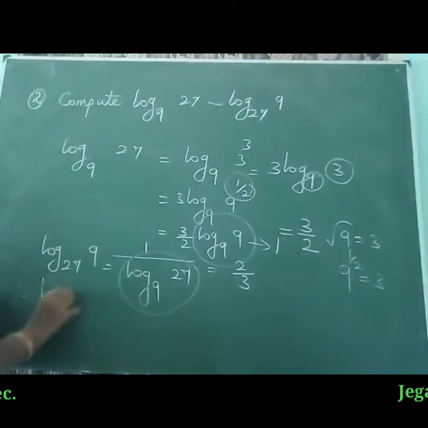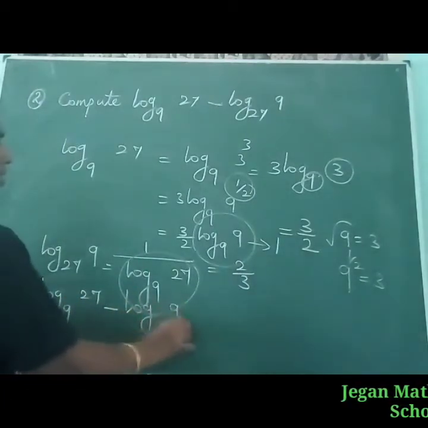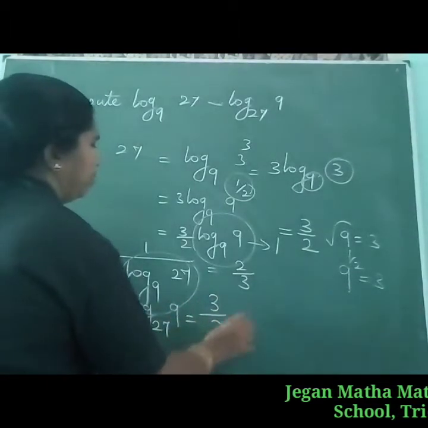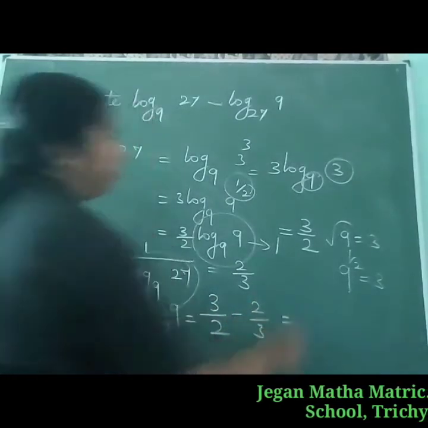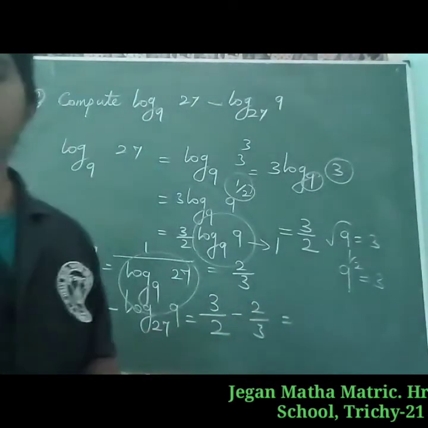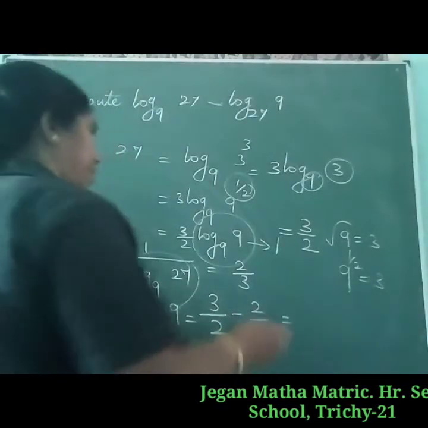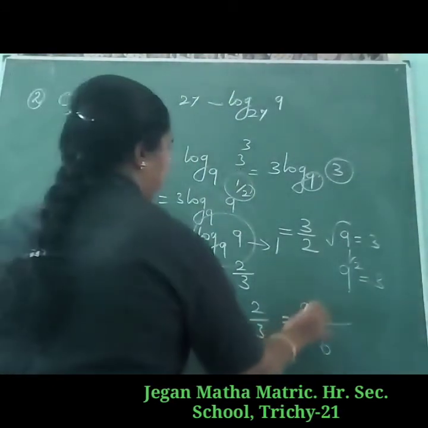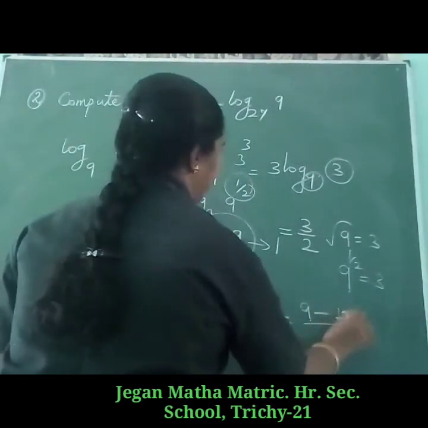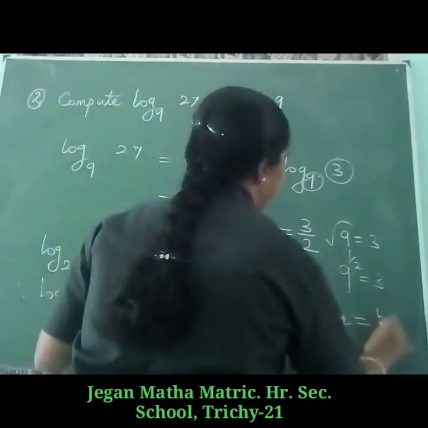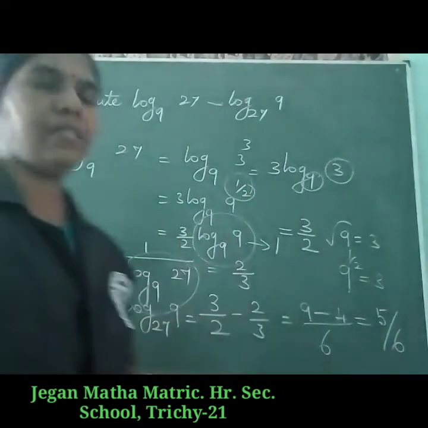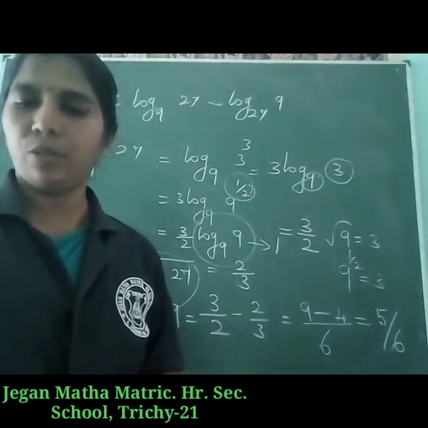Therefore, log of 27 to the base 9 minus log of 9 to the base 27 is equal to 3 by 2 minus 2 by 3. Ordinary subtraction, we just have to take the LCM and simplify. 3 2s are 6. 9 minus 4. Therefore, the required value is 5 by 6. Value of log 27 to the base 9 minus log 9 to the base 27 is equal to 5 by 6.